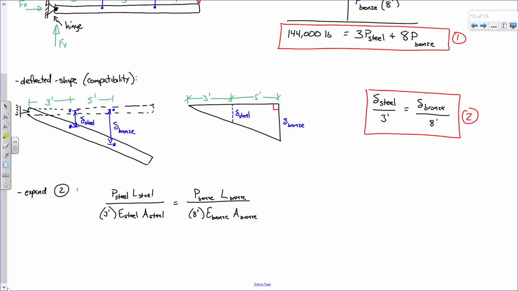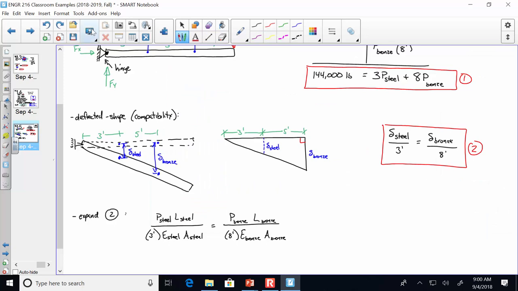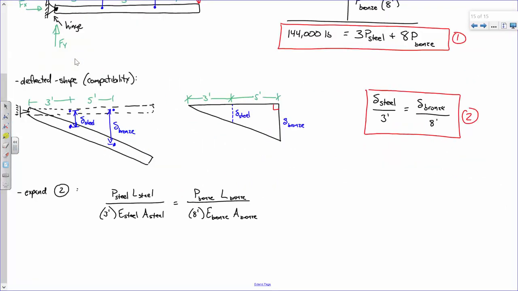Now, can we cancel the lengths like we did last time? No, because in this problem, the lengths are different. It isn't like the last problem where the aluminum and the brass had the same length. Here, this is 3 foot and that's 8 foot, so we can't cancel them. But we can do a little bit of plugging and chugging, can't we? I mean, can't we solve for one of them? I'm just picking one. I'm just going to make this simple. Let's solve for P steel, okay?